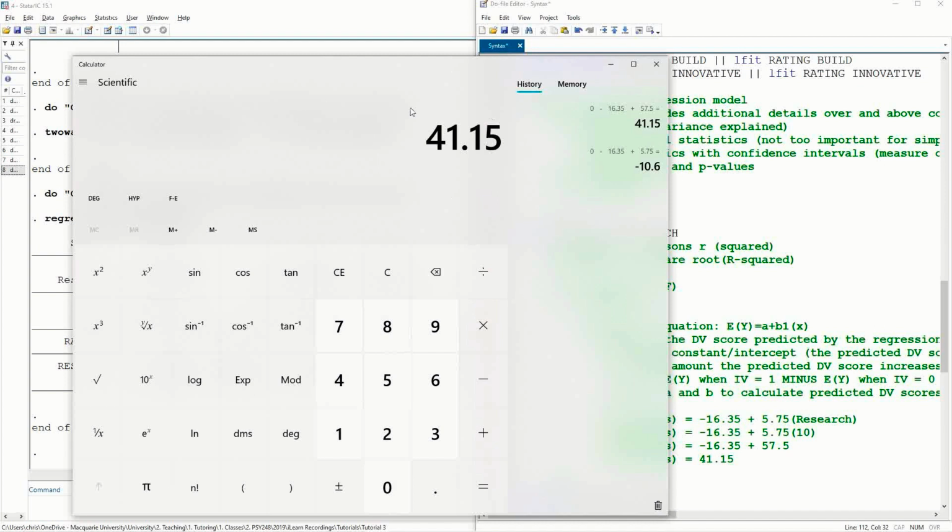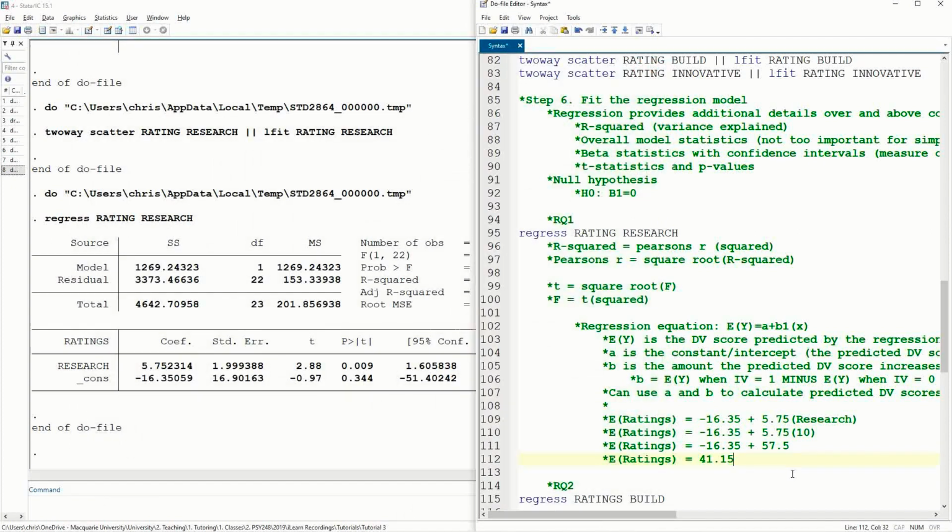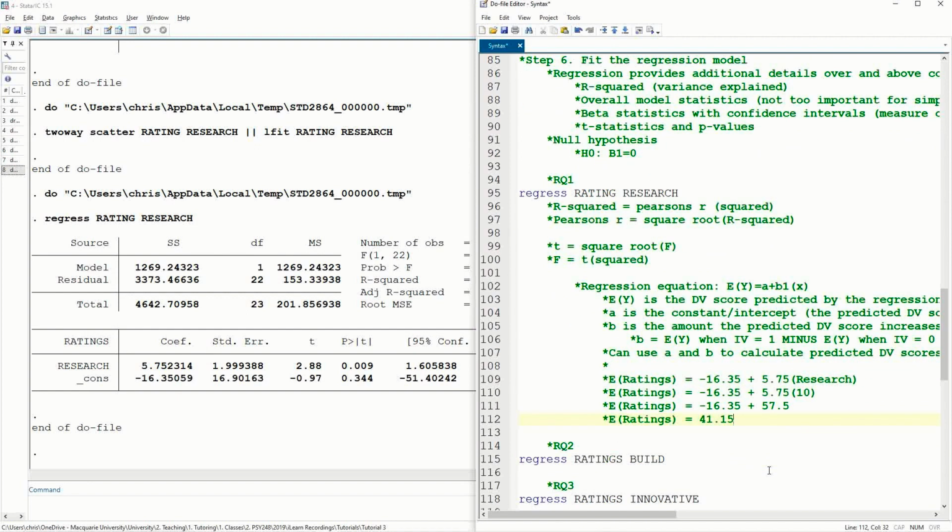Now this makes sense, right? Ratings is on a scale of 0 to 50. So it makes sense that a project could have a rating score of 41.15. And we can do this for any number that we want, right? Okay, so what does this look like visually?